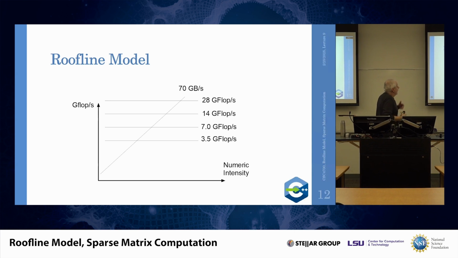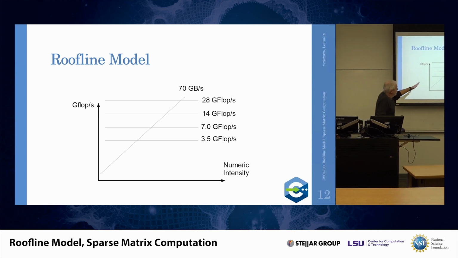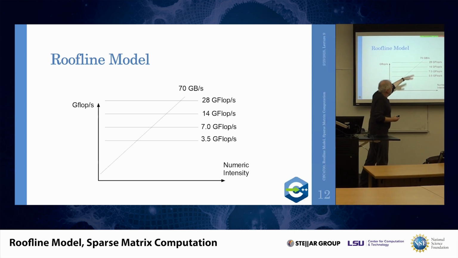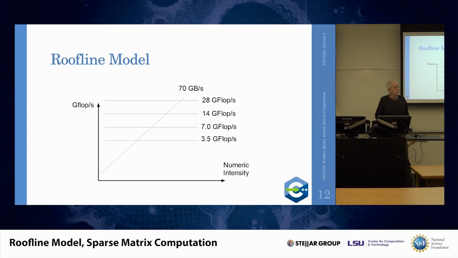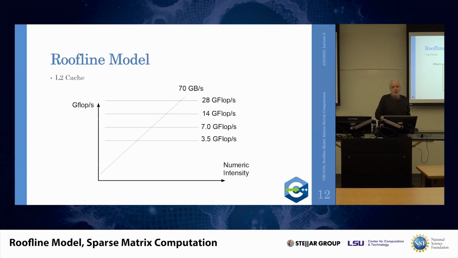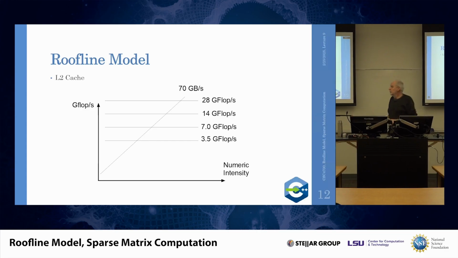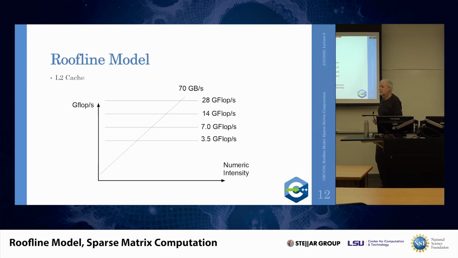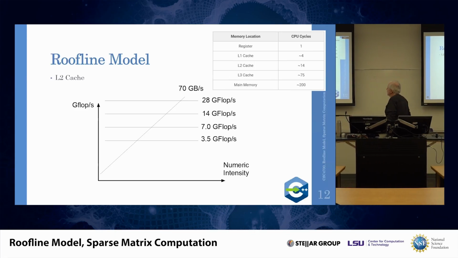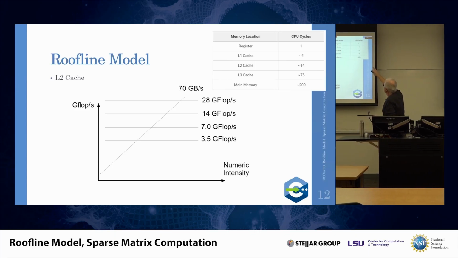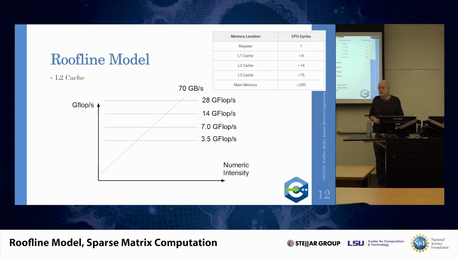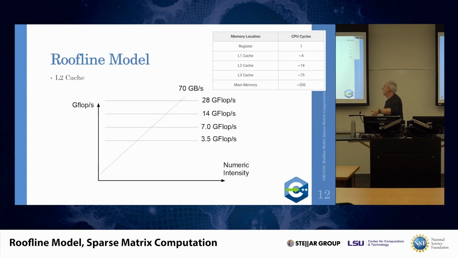On the other hand, let's look at the bandwidth. So let's say we have a bandwidth of 70 gigabytes per second, and let's say this is the bandwidth we can achieve when we work from level 2 cache. And this kind of corresponds to reality. Just to remind you, the number of cycles roughly spent to load data from different levels of the memory.